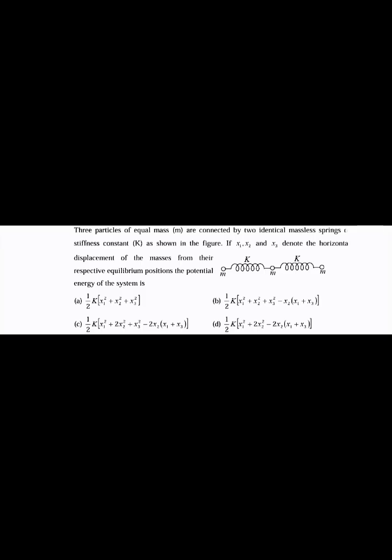If x1, x2, x3 denote the horizontal displacement of the masses from their respective equilibrium positions, the potential energy of the system is dash. Here there are three particles. Let the original positions of the particles be x01, x02 and x03. So if we are given a force, so that the positions change to x1, x2 and x3.